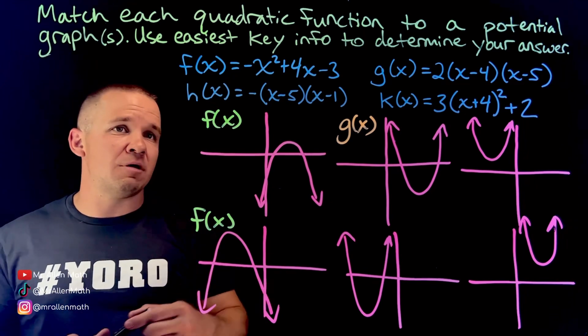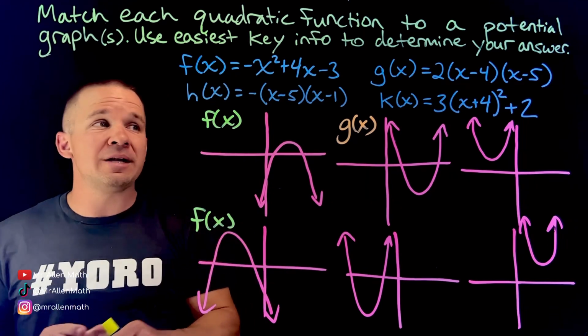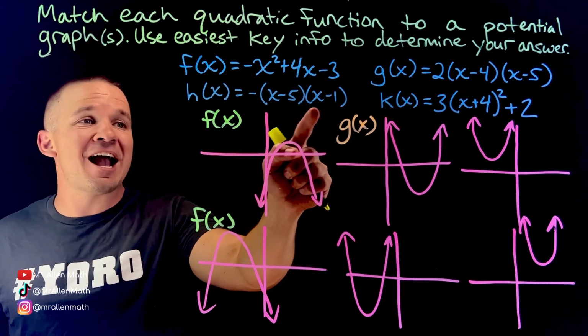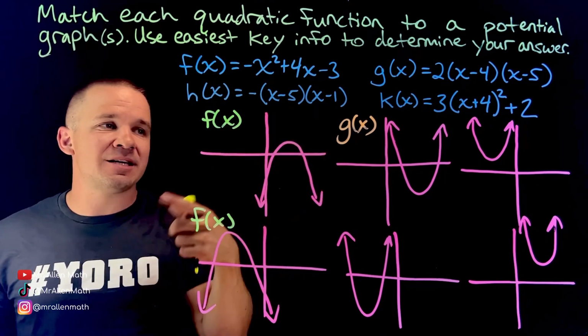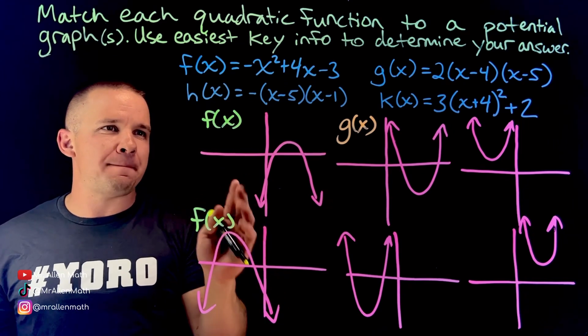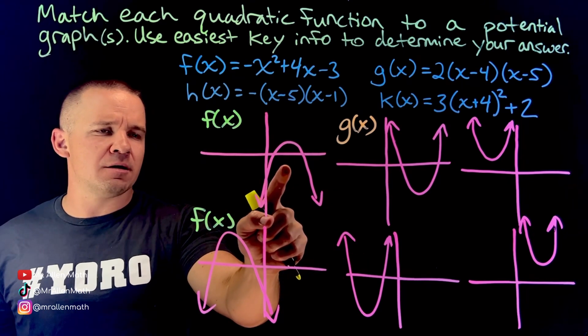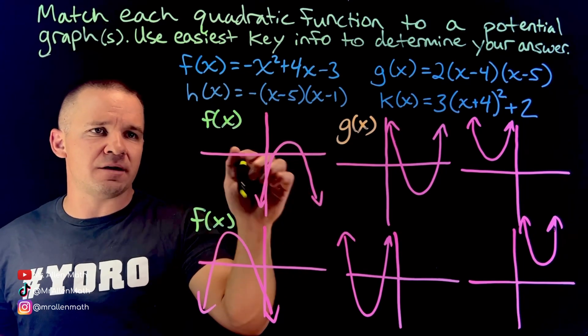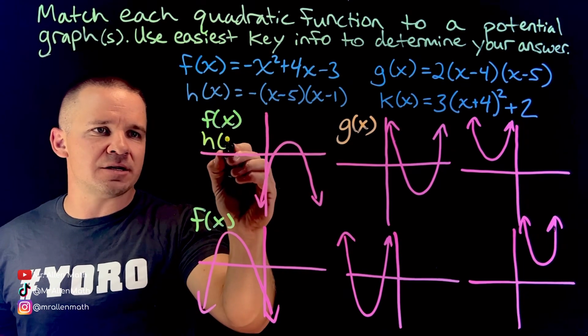Now let's go over to h of x. So this one's opening down because it's negative, right? And again, I have positive x-intercepts. So opening down, positive x-intercepts. Which one would that be? Well, this one right here is opening down, and it is crossing at positive x values. So I'm going to say h of x here is another winner.